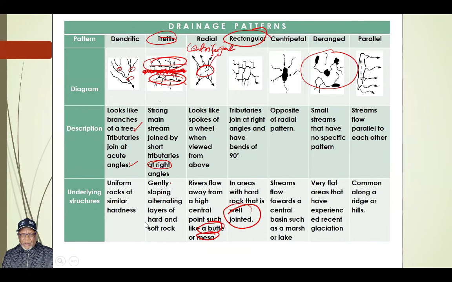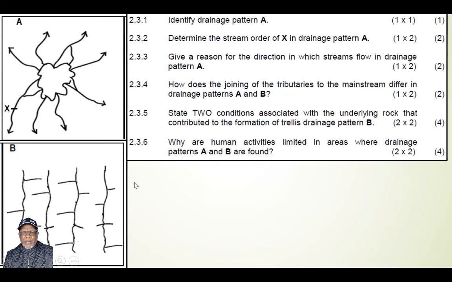Let's move on with our patterns. Now, here are the activities on patterns. Identify drainage pattern A. This one, it looks like a radial pattern. You see the streams are radiating away. Determine the stream order of X in drainage pattern A. So what are you looking at here? You say this is stream order 1 and stream order 1. They are going to make stream order 2.